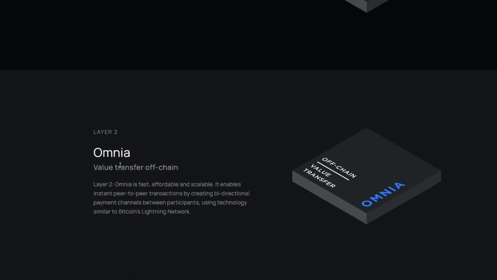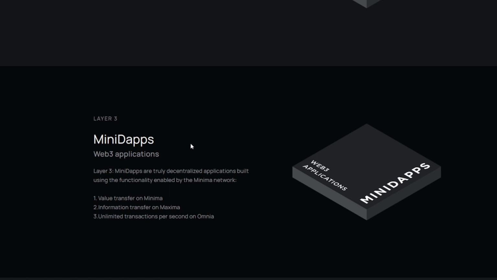We also have layer two being Omnia. Value transfer off-chain. So layer two, Omnia is fast, affordable, and scalable, of course. It enables instant peer-to-peer transactions by creating bi-directional payment channels between participants using technology similar to Bitcoin's Lightning Network. Last but not least, we have layer three being mini dApps, Web3 applications. So layer three, mini dApps are truly decentralized applications built using the functionality enabled by the Minima network. The value transfer on Minima, information transfer on Maxima, and of course the unlimited transactions per second on Omnia.